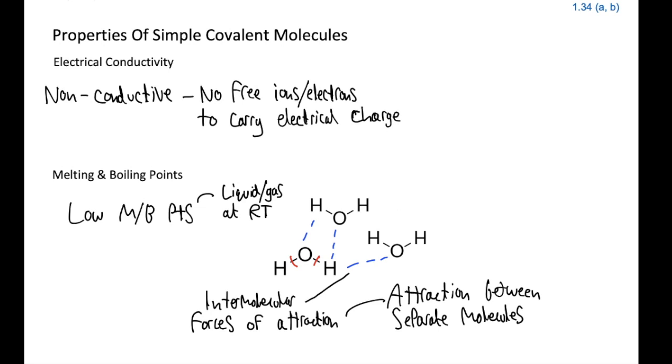The strength of these intermolecular forces is weak compared to the strength of the covalent bonds within just one molecule. For this reason, overcoming or breaking these forces of attraction, these intermolecular forces, doesn't require too much energy. And it's only these attractions which need to be broken in order to melt or boil the substance. And so that's why melting and boiling points are so low.